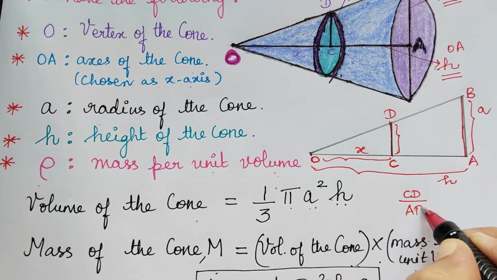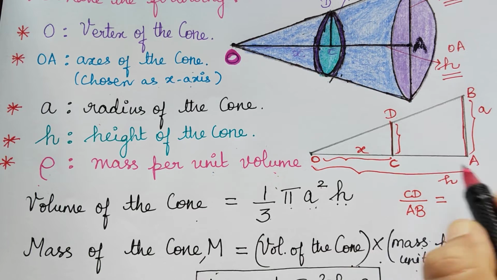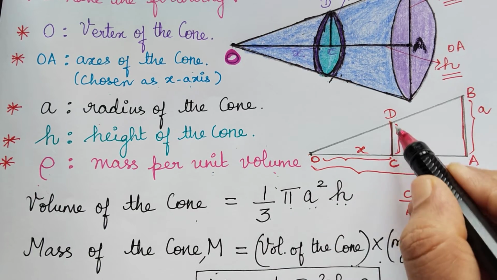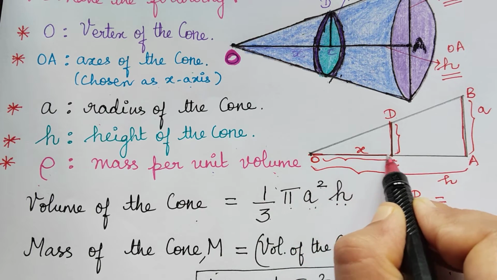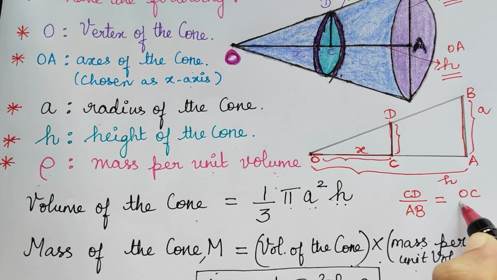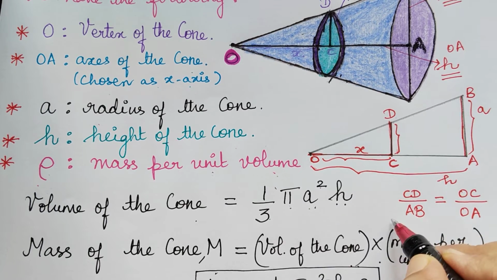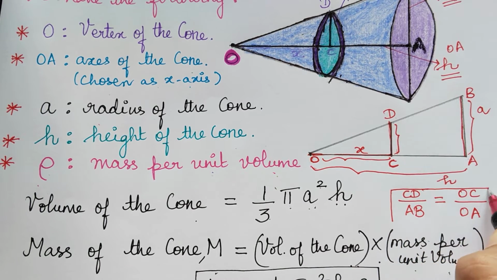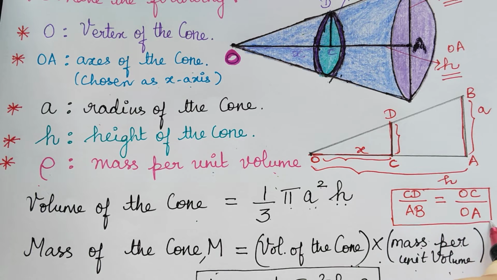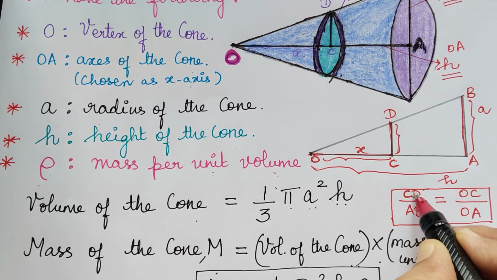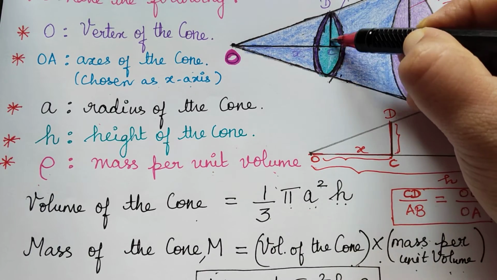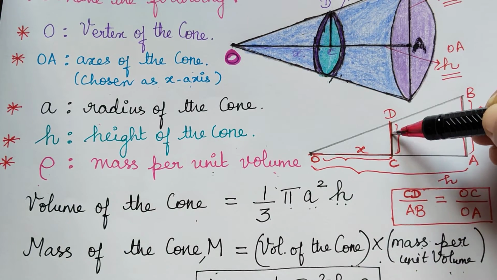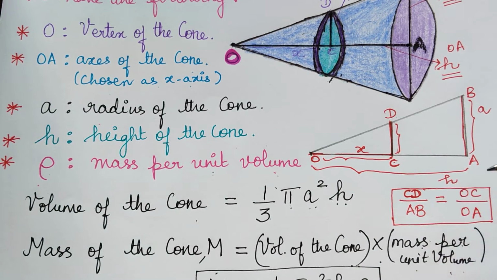So AB will be equal to... CD is the smallest distance. So similarly, the smallest distance here is OC. So OC divided by OA. So we are going to use this similar triangle method and we are going to find the value of CD, which will give us the radius of the circular lamina that we have considered. So let us see how to do that.